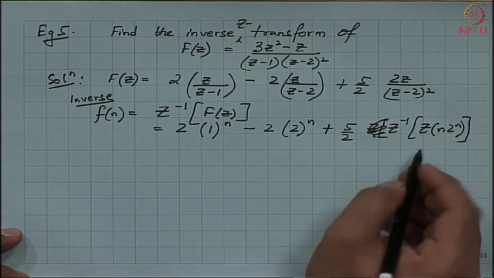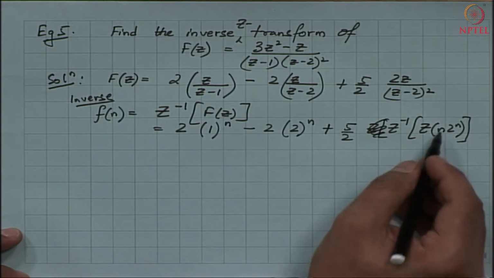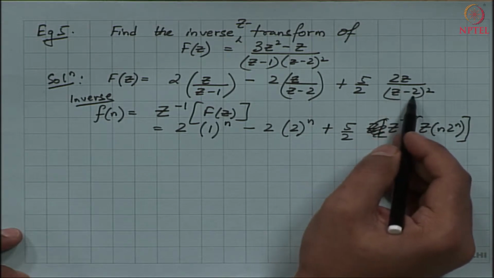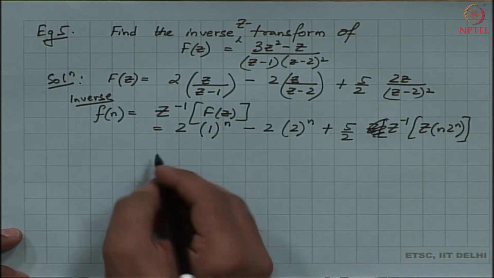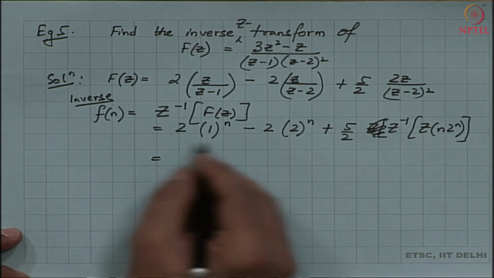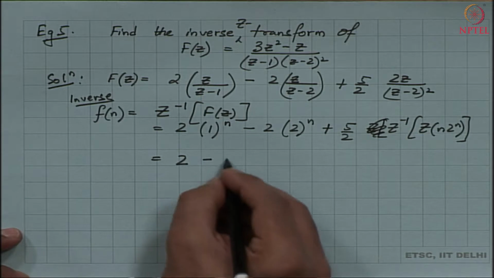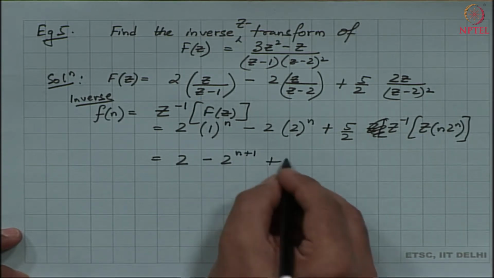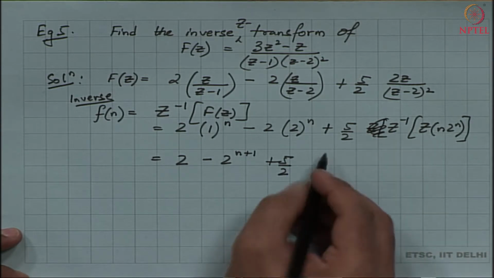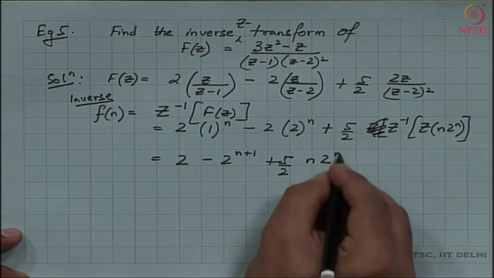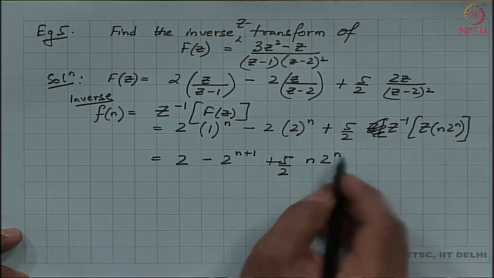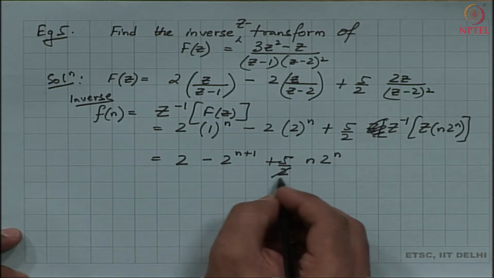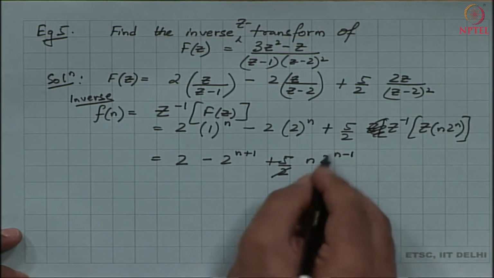So, this result has already been shown that this quantity z by z minus a square is the Z transform of n times a to the power n. So, we did it in one of our previous examples. Okay, so, then let me just simplify this expression, I get the following. So, this is 2 minus 2 to the power n plus 1, plus 5 by 2 times n times 2 to the power n, and let me just simplify this further. I can cancel a 2 out and change the factor here.